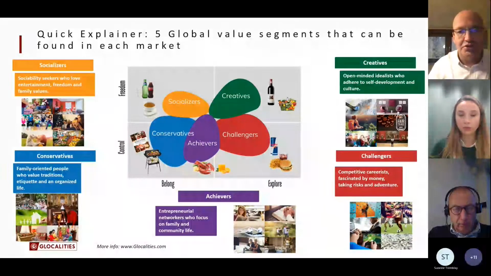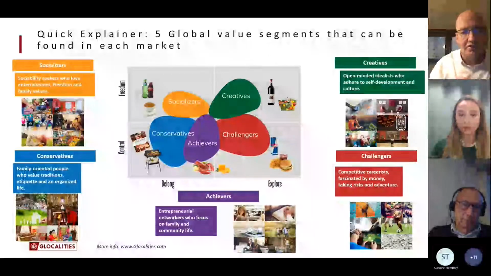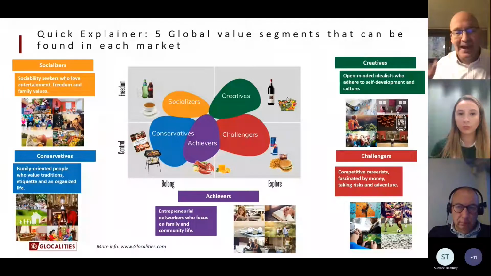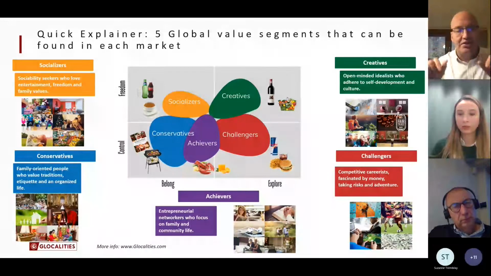The creatives, for instance, are the open-minded idealists who adhere to self-development and culture. This is massively big in Northwestern Europe, in the Netherlands, in the UK, in Sweden, but also on both coasts of the US. Think about California, think about Boston. That's where they're very big. In the US in general, it's about 23% of the population.